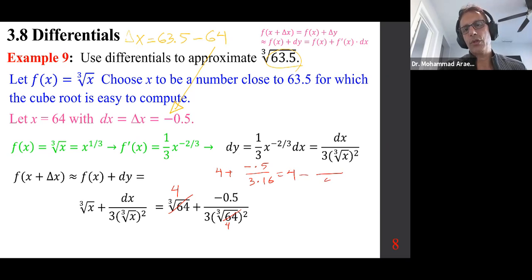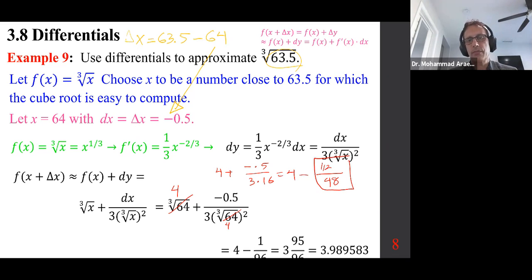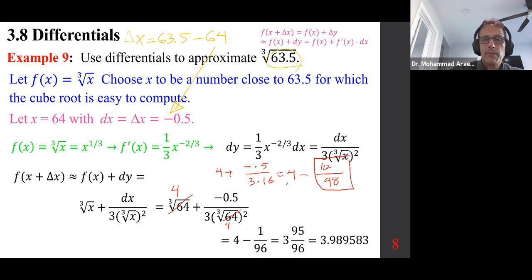The denominator is 48, and the numerator is negative 0.5. So I put the negative sign in front of a fraction bar, and I'm going to change the 0.5 to 1/2. The reason why, because I want you to notice that 1/2 over 48 means 1 over 96. So the answer is 3 and 95/96.